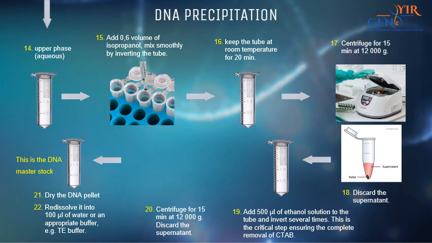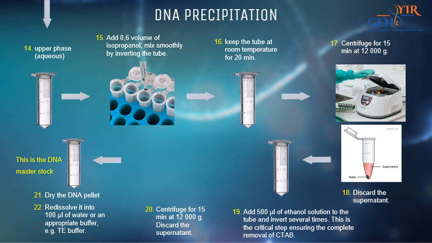Next and final process is DNA precipitation. Add 0.6 volume of isopropanol to the tube containing the aqueous solution, mix smoothly by inverting the tube and keep the tube at room temperature for 20 minutes. Centrifuge for 15 minutes at 12,000 G force.